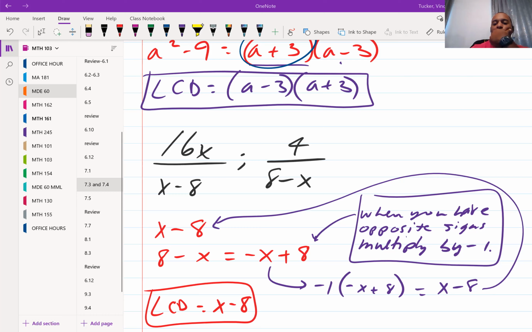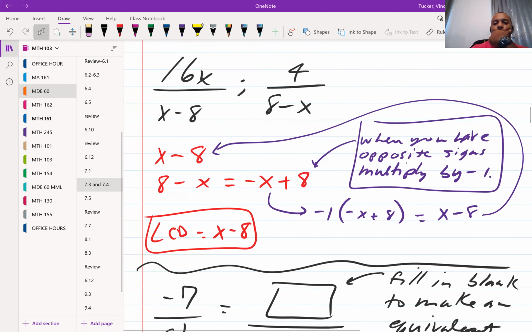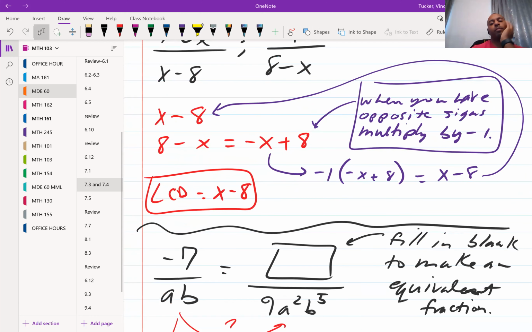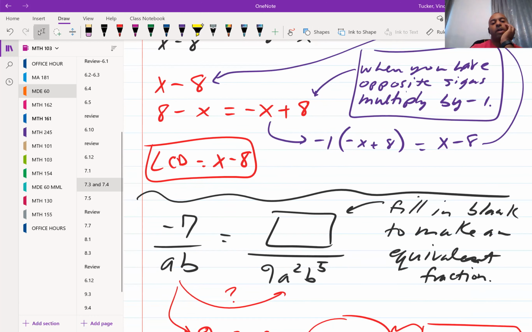All right. Any problems? All right, next exercise, they give you a fraction and say that it's equal to another fraction, but they don't give you, whether it be the top or the bottom, you're missing a piece of it. So they ask you to fill in the blank to make it an equivalent fraction.